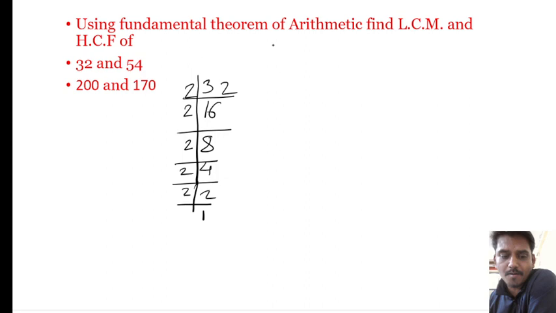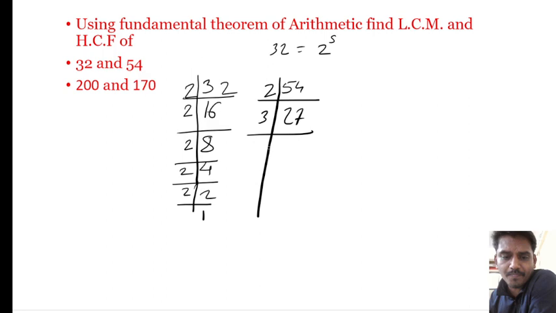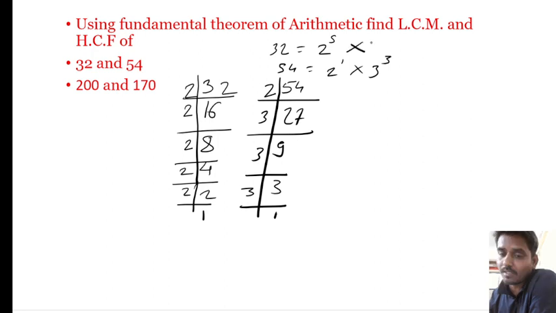Then factors of 54. To find out prime factorization of 54, we will again start with even prime 2. It is 27. Then 3, 9, 3, 3, 3 and 1. So I can say 54 is equal to 2 raised to 1 and 3 raised to 3. Now all different factors that occur in prime factorization of 32 and 54 are 2 and 3. But the factor 3 is absent in 32. So we can say it is 3 raised to 0.